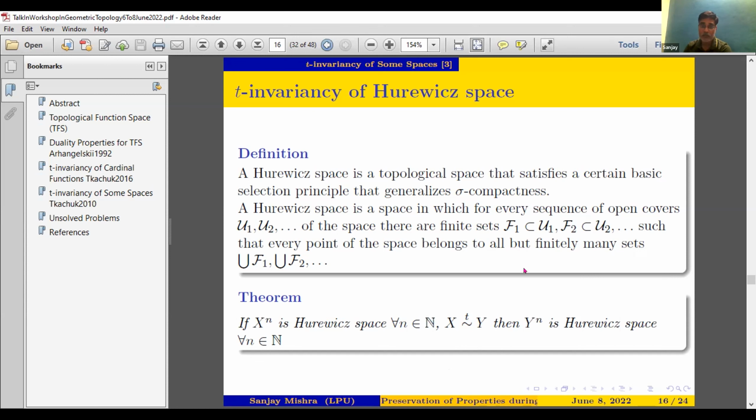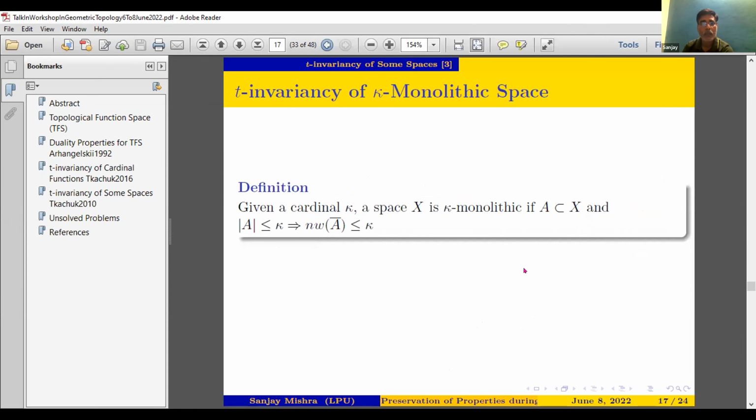But for the same thing here, in the case of homeomorphism, it does not hold well. Now the next two things. Monolithic space: for any cardinal kappa, a space X is kappa-monolithic if for any subset A of X with the cardinality of A less than or equal to kappa, the network weight of the closure of A, where A bar denotes the closure of A, is less than or equal to kappa.